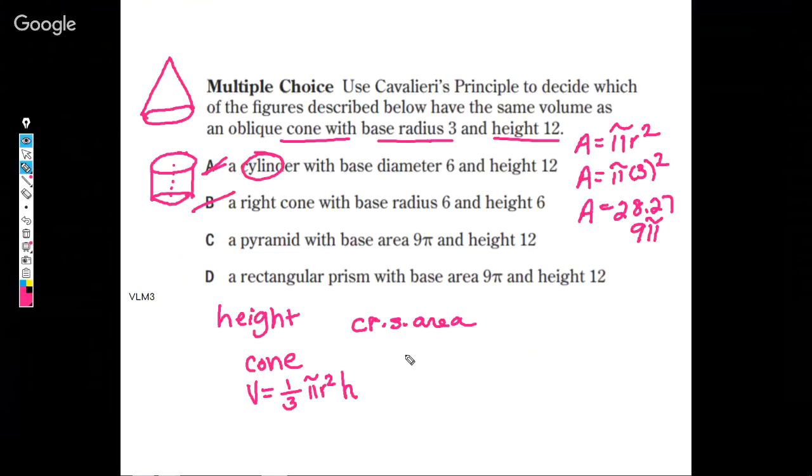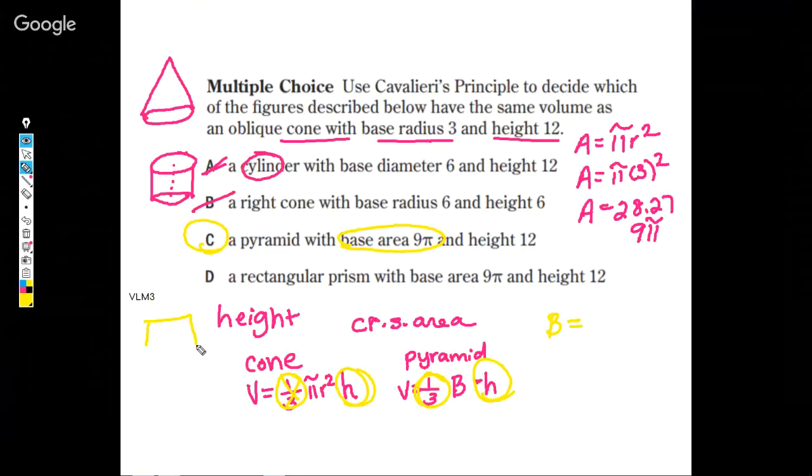What's the volume of a pyramid? I thought it was like 1/3 base times height. Yep. 1/3 base times height. So look at what they have in common. This has 1/3. This has 1/3. This has height. This is height. So really, we're looking for which of these shapes has a base area of 9 pi. So our answer is going to be C. It's not going to be D because remember, a rectangular prism is going to have the same area all the way up. So we needed to match the 1/3 and the 1/3.